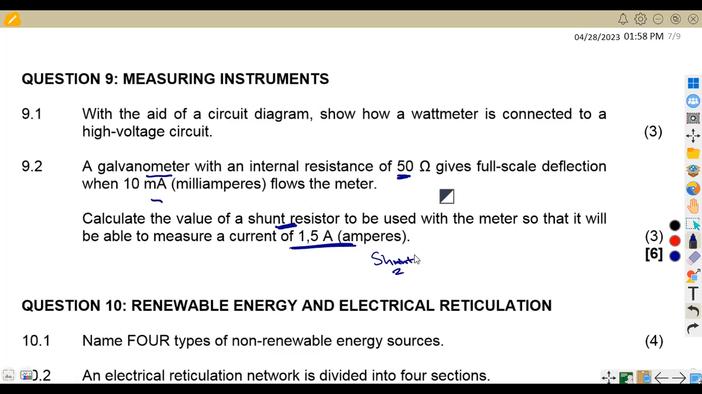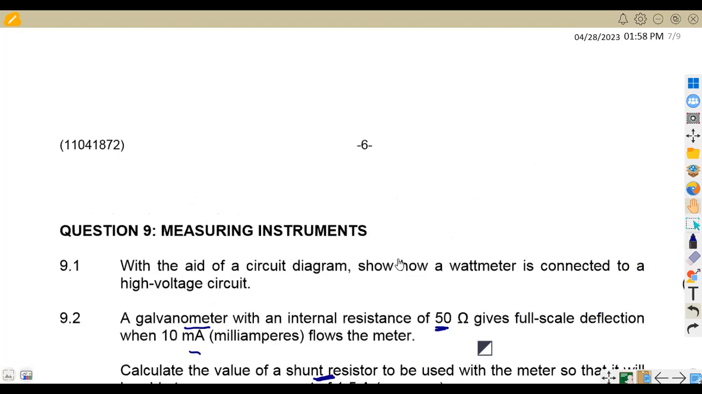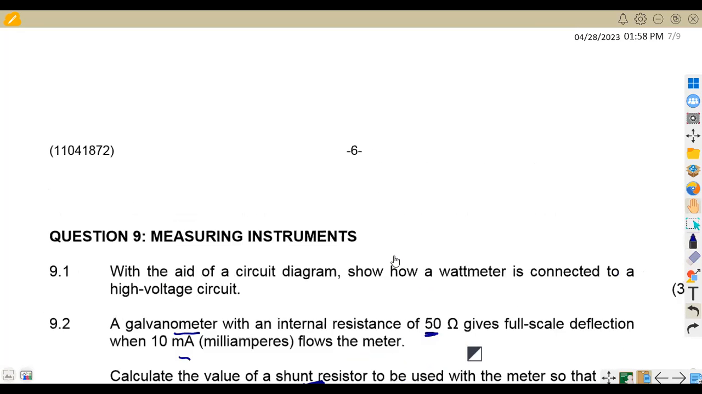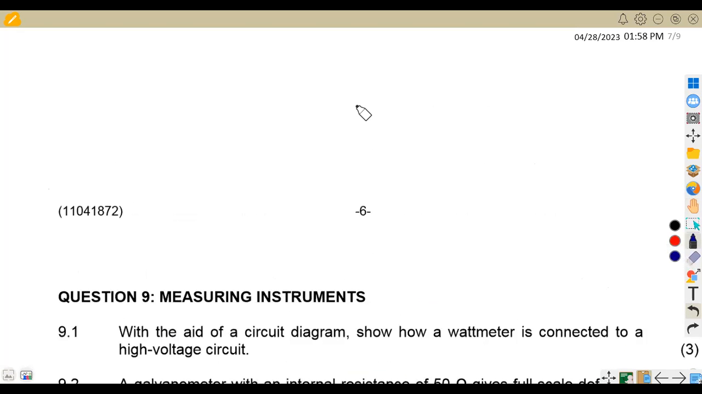All right. If it is used to measure voltages from 0 to 50, whatever that you are given, then you use a multiplier resistor or a series resistor on that condition. All right. So in this case, it's current, which means we are going to use a shunt resistor. Remember, a shunt resistor is in parallel. So we've got a meter. In this case, this is how our diagram was going to look like.